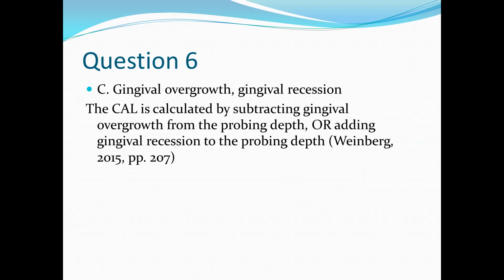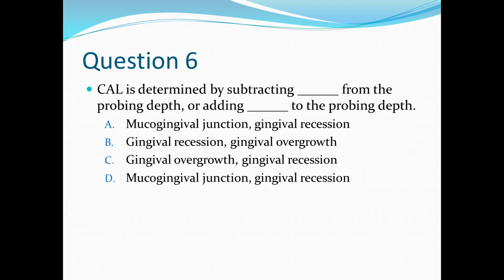Okay, so clinical attachment level is determined by subtracting the gingival overgrowth from the probing depth, because you need to find where that CEJ is, and then you add the gingival recession.